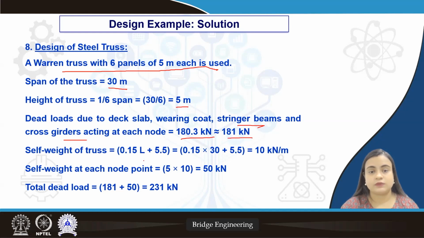Self-weight of the truss will be 0.15 L plus 5.5, that is equal to 0.15 times 30 plus 5.5 equals 10 kN per meter. Self-weight at each node point will be 5 times 10, that is equal to 50 kN. So the total dead load will be 181 plus 50, that is coming to be 231 kN.